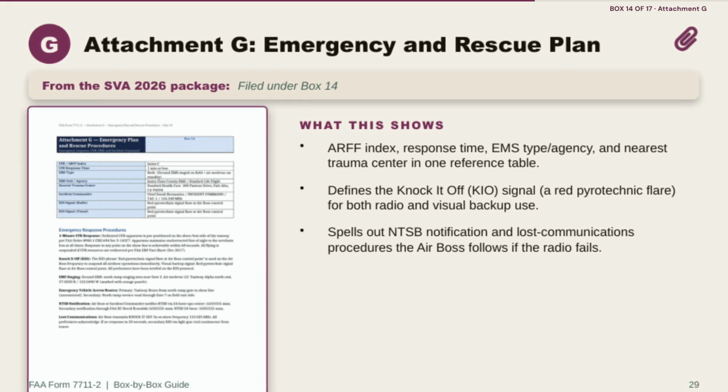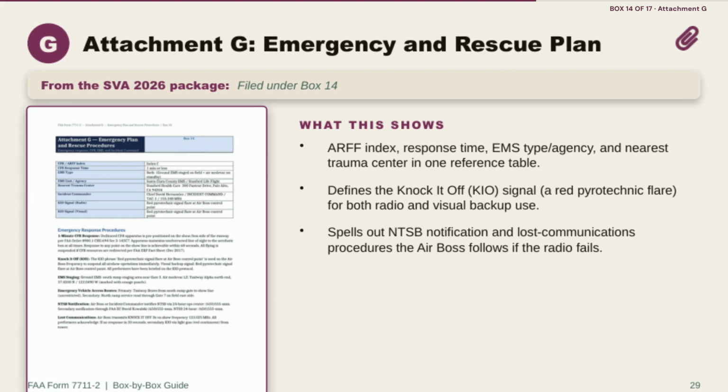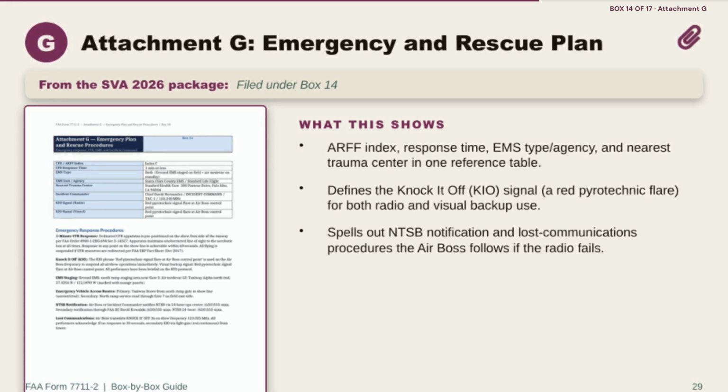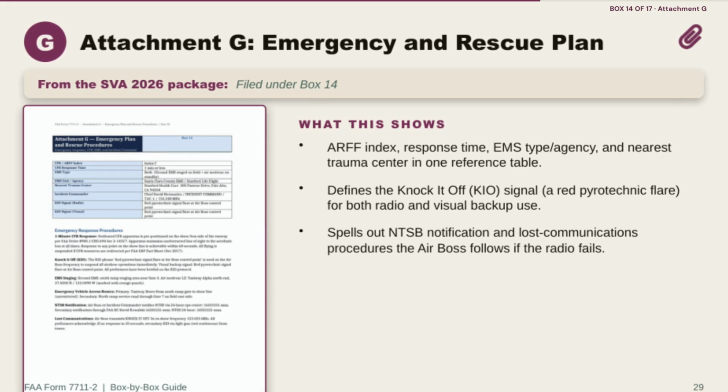Beyond that, it spells out NTSB notification requirements and lost communications procedures the Airboss follows if the radio goes down mid-show. This is the document you should know cold before you ever step up to the microphone, since it's the plan you're actually executing if something goes wrong in real time, not just a paperwork exercise for the FSDO.